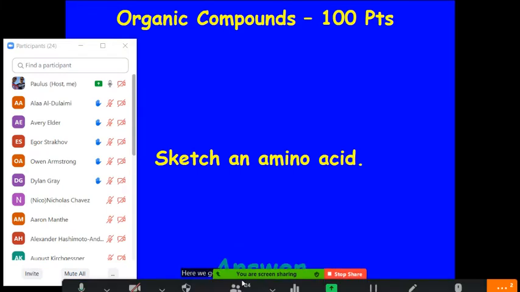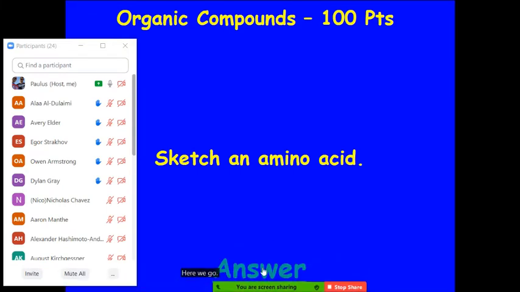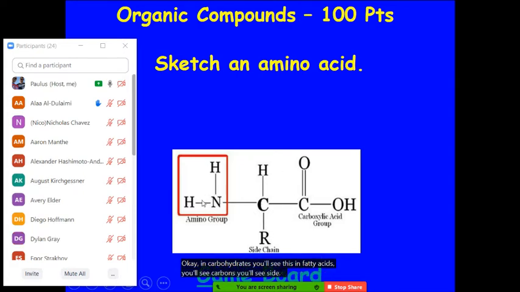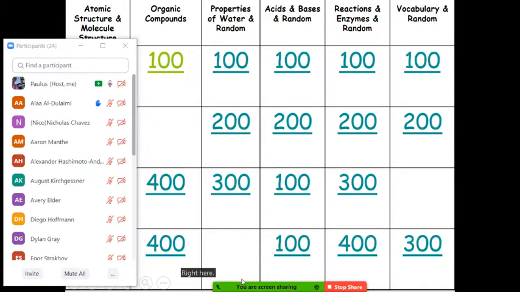Right, here we go. Okay. You will see this. In carbohydrates, you'll see this. In fatty acids, you'll see carbons. You'll see side chains, but you will not see a nitrogen. The amino group is what tells you that it is an amino acid. And amine means nitrogen. All right, here we go.